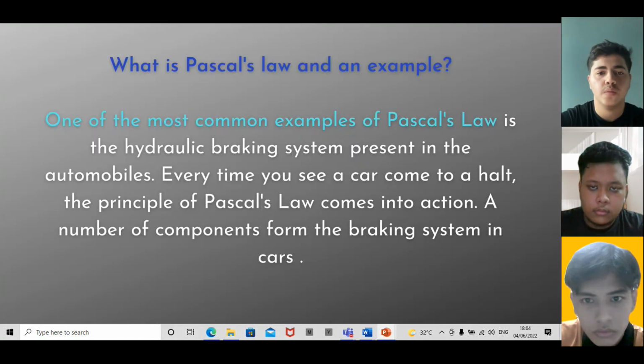Next slide. So what's Pascal's law and an example of Pascal's law? One of the most common examples of Pascal's law is the hydraulic braking system present in the automobiles. Every time you see a car come to a halt, the principle of Pascal's law comes into action. A number of components from the braking system in cars. So that's my slides, and that's what I present.